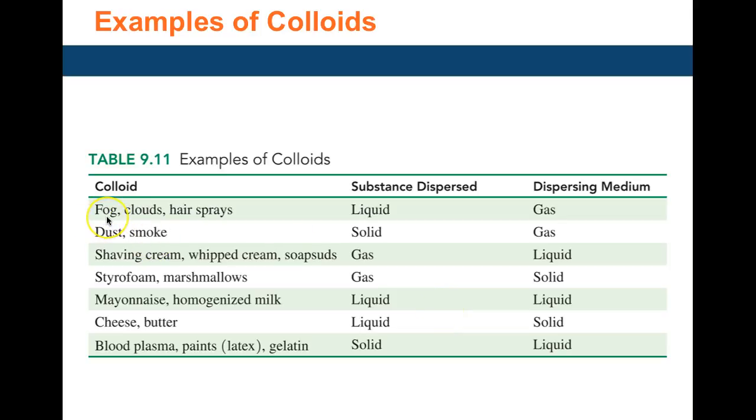Think of fog, water vapor in the air. The air, the gas, is the solvent because that's the larger amount, that's the dispersing medium. The solute, so to speak, the substance that is getting dispersed into the larger stuff, is the water vapor, the liquid. So clouds, fog, or hairspray, that would be liquid and gas. Now air has a lot of dust particles sometimes, or smoke. That would be considered solid and gas.